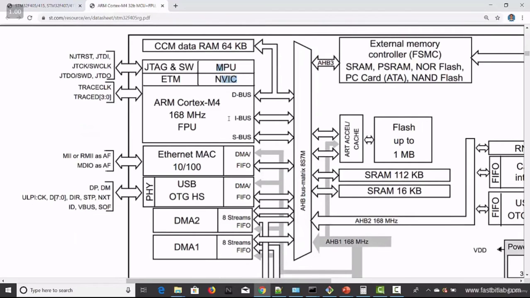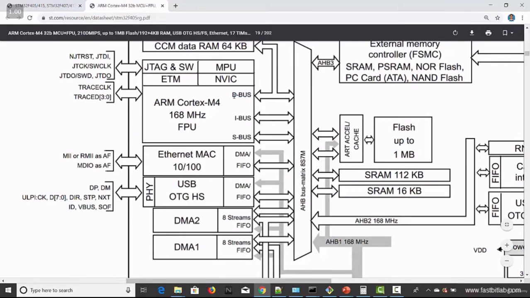You can see that there is a flash. This is our code memory. This is embedded flash. This is on the microcontroller, so this is given by the microcontroller vendor. The processor communicates to this flash over D-bus and I-bus, or D code and I code. I stands for instruction, D stands for data.